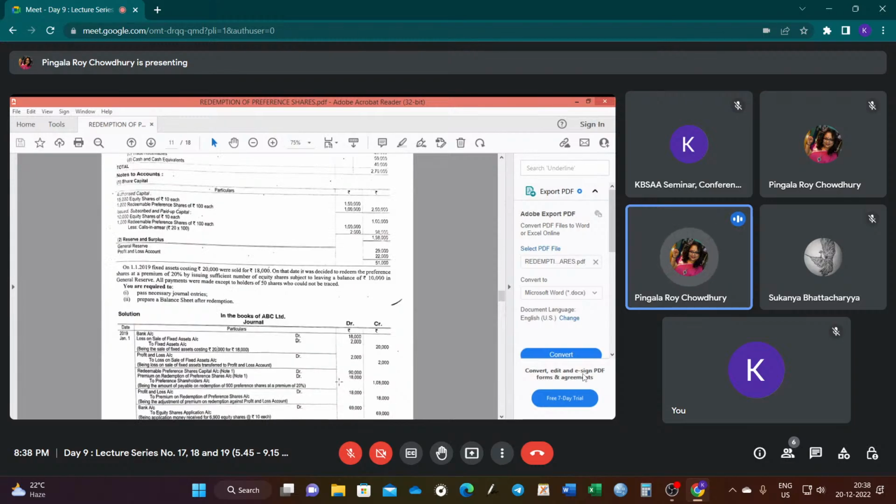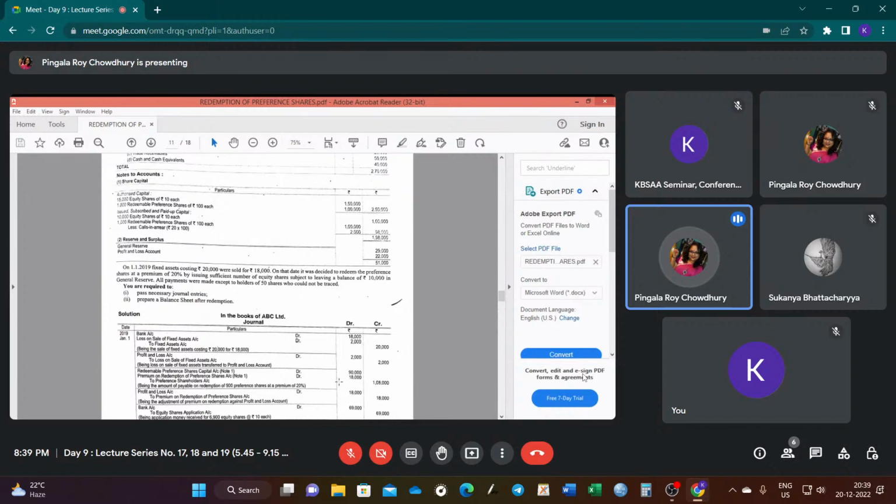See, the first entry without any confusion will be for sale of fixed assets. We are getting 18,000 by selling them. Bank account debit 18,000. There is a loss of 2,000 we can see very clearly. So 20,000 minus 18,000, loss on sale of fixed assets 2,000. The fixed assets are being sold away, so they will be credited by rupees 20,000. Now this loss which is occurring will have to be adjusted from profit and loss account. So profit and loss account debit to loss on sale of fixed assets 2,000.